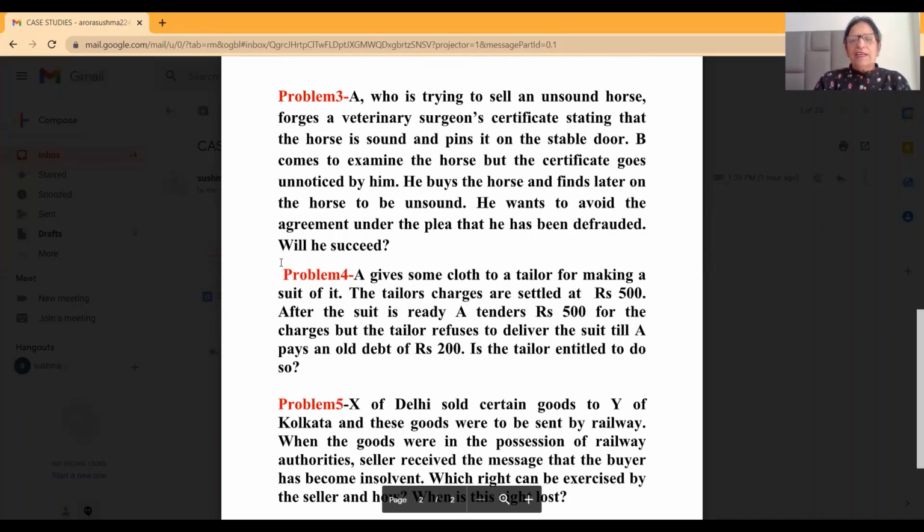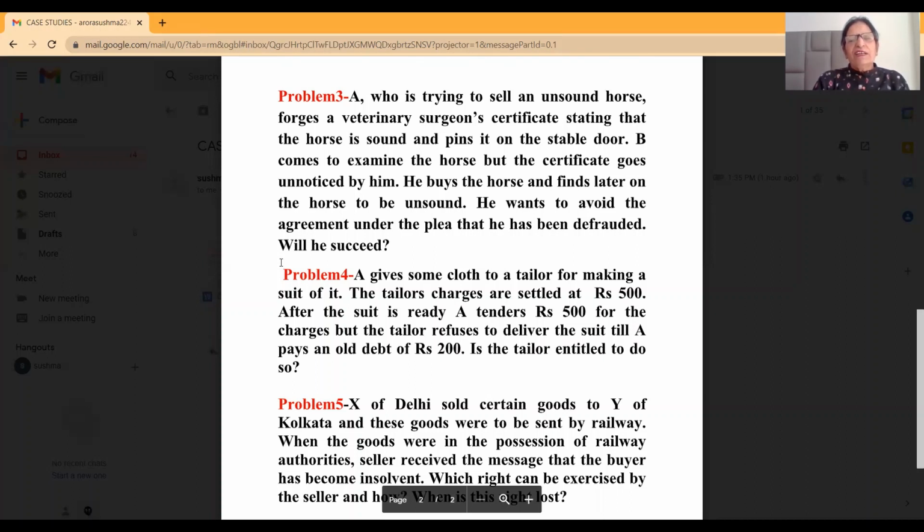So he has done his job. He has expended the labor. Charges are 500 rupees, but those charges have been paid. And now the tailor has no right to retain till the old debt of rupees 200 is paid. For that, he can take action against him, but he has no right to exercise this particular lien.